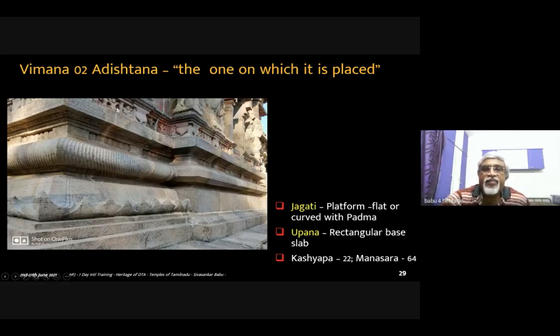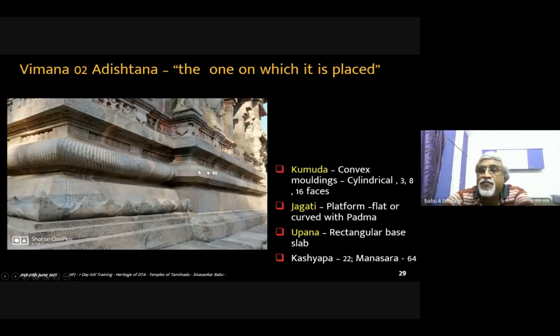Here I have taken a temple where two types of Adhisthana are there for different segments, which makes giving examples easy. One is a flat type. This is a flat type Jakati. And here you have Padma, an Urdhva Padma, which looks upward. So these are two types of Jagatis. This member is called Jagati. After that, the next member is called Kumudam.